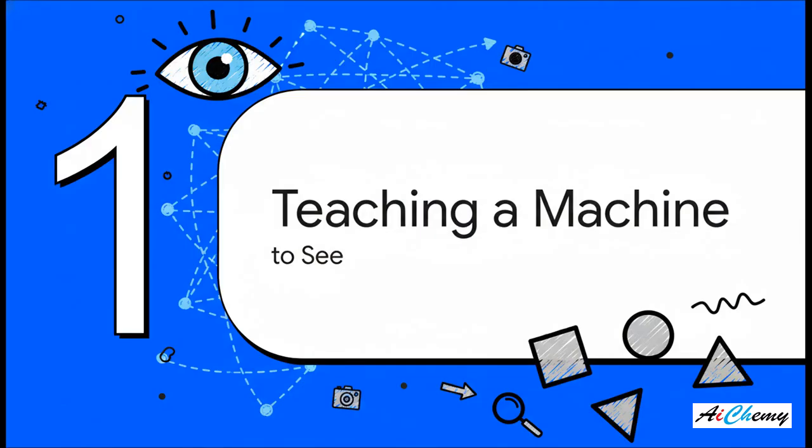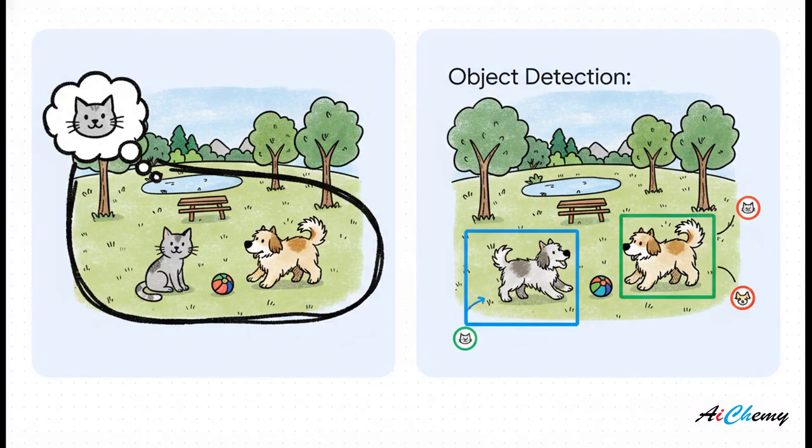All right, so first things first, when we talk about teaching a machine to see, it's not really one single thing. It turns out computers see in a few different ways, and they solve different kinds of visual puzzles. Okay, so there are two main jobs here. First, you have image classification. This is pretty straightforward. You show the computer a picture, and it tells you what the main subject is. This is a cat. Simple.